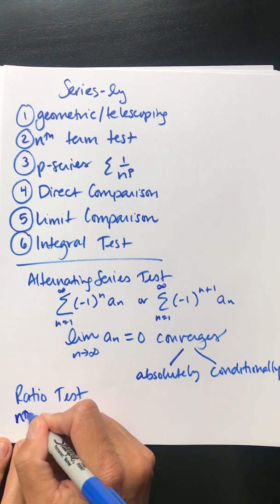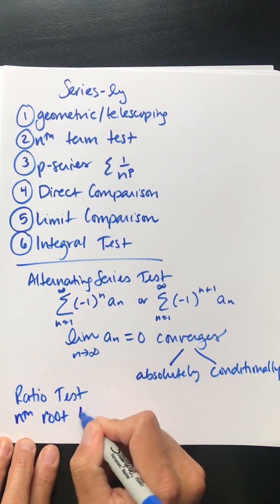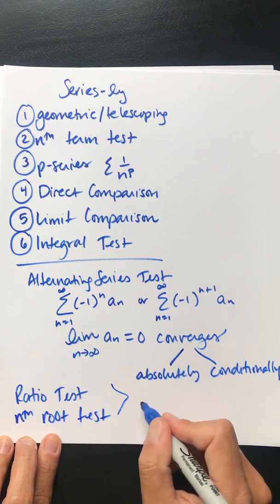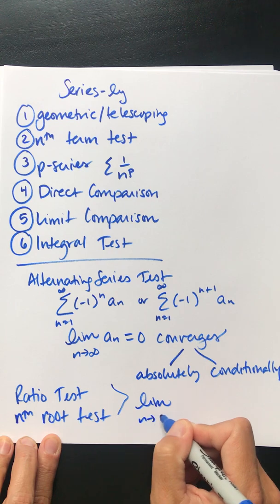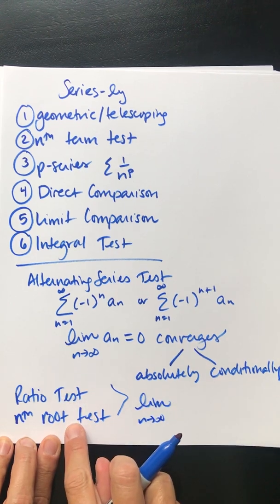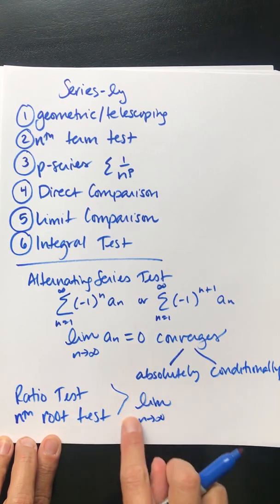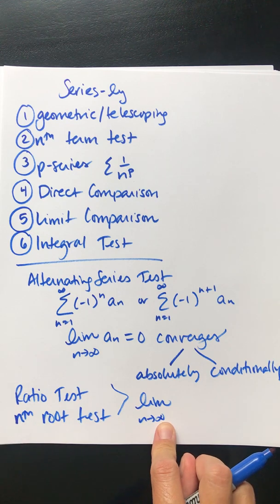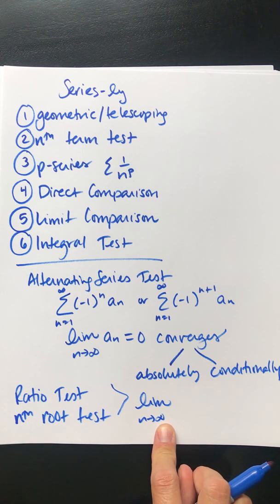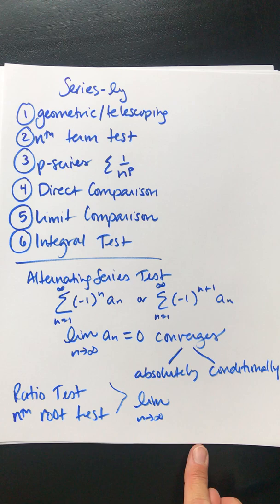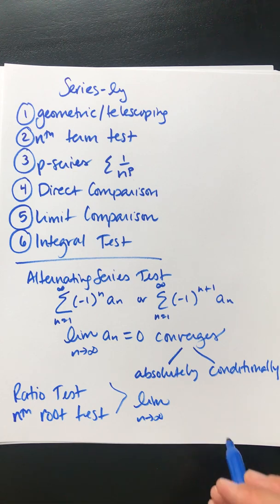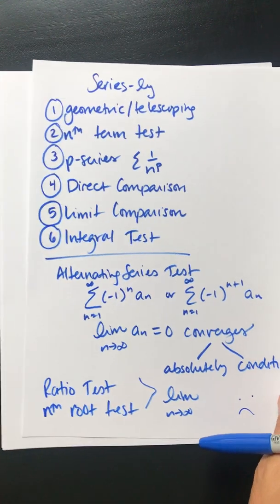And then we have the nth root test. For both of these, if the limit as n approaches infinity, of the ratio or of the nth root, is less than 1, it converges, greater than 1, it diverges, and if the limit is 1, it's inconclusive. We have to try another test. All right, so I'm going to look at some examples here with you.